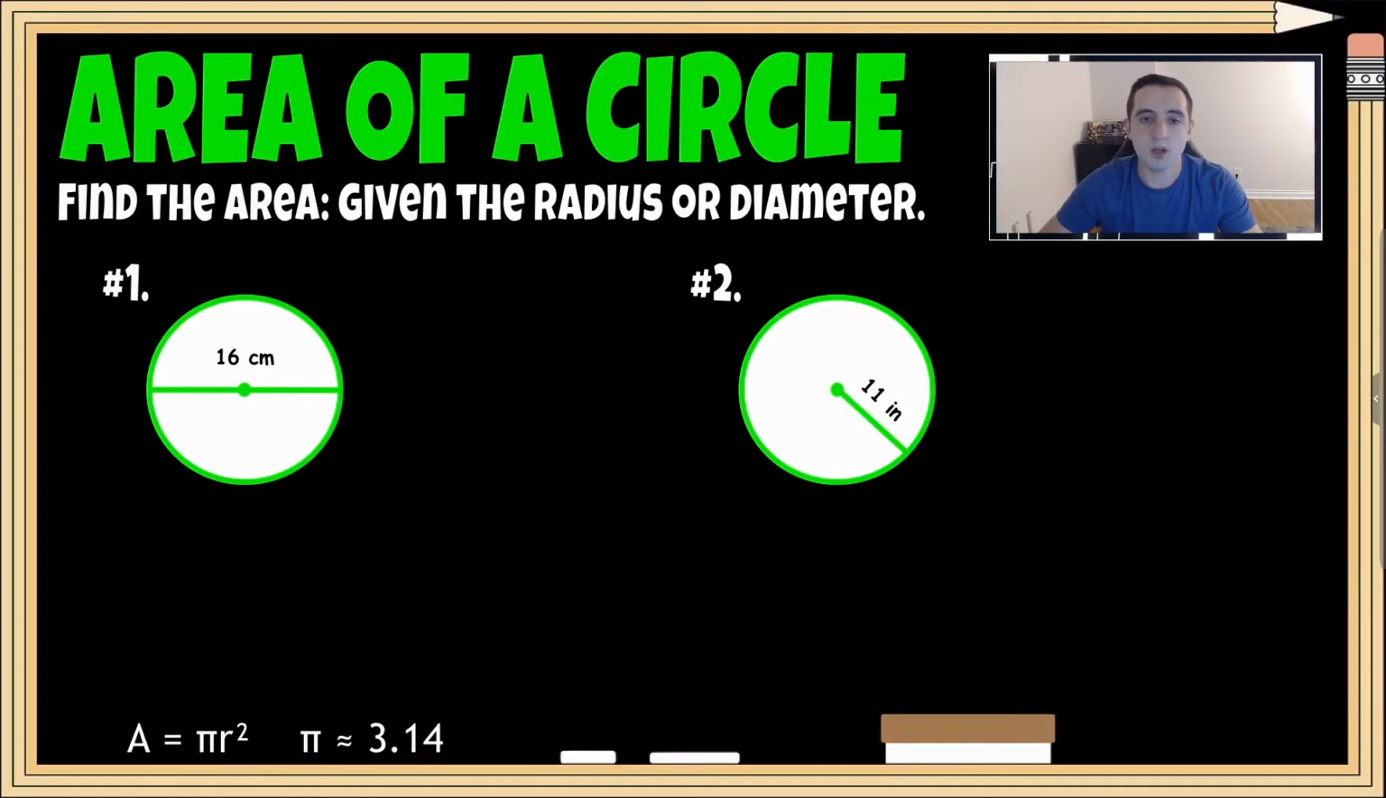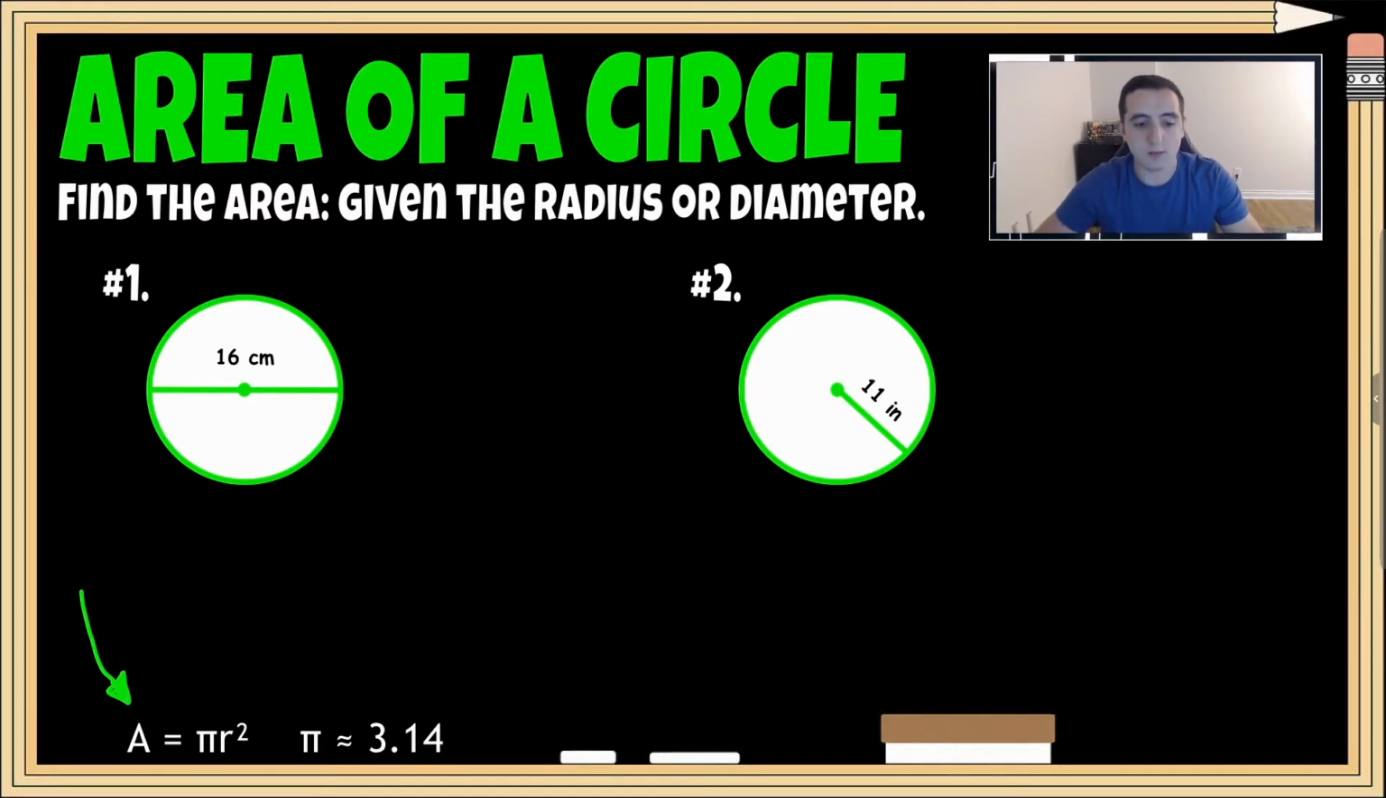Hey everyone, in this video we are discussing how to find the area of a circle if you're given the radius or the diameter. So to begin with, you need to know the area of a circle formula, which is area equals pi times the radius squared. And I have it jotted down here for us in the bottom left-hand corner.